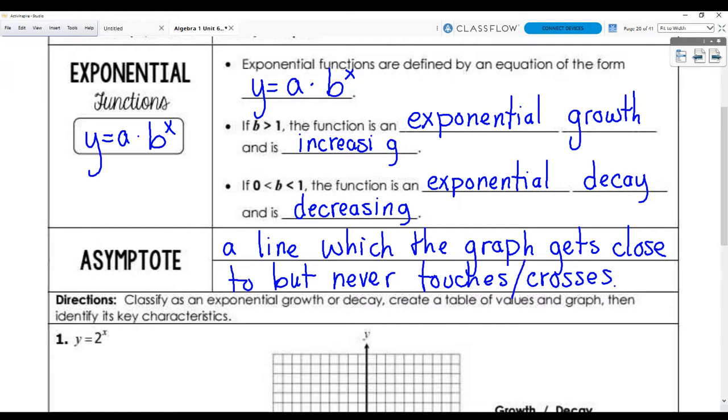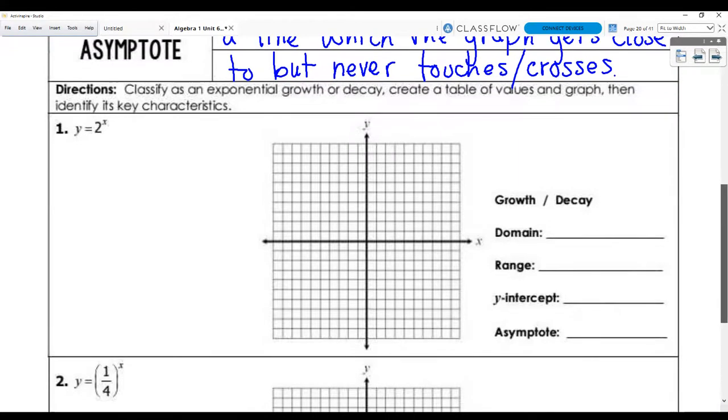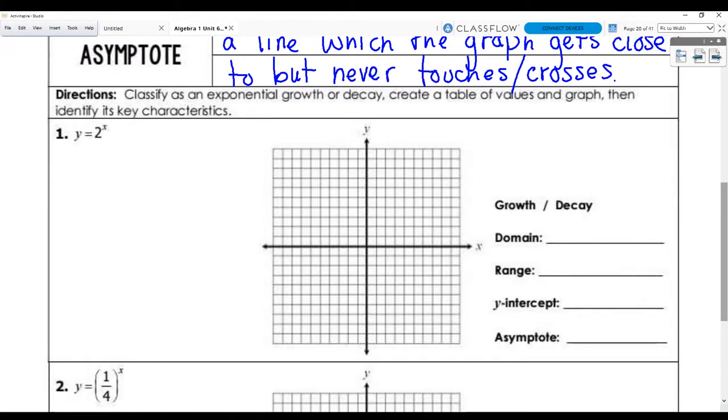So let's classify as an exponential growth or decay, and then create a table of values and graph, then identify its key characteristics. So the first one we have is y equals 2 raised to the x power.